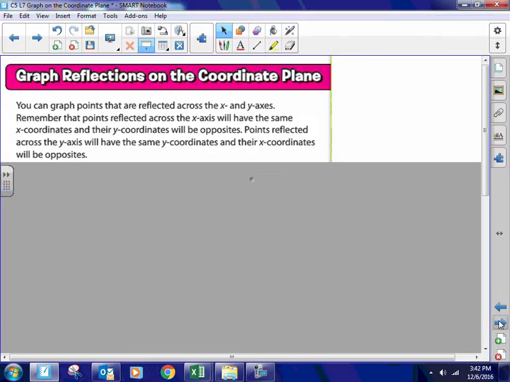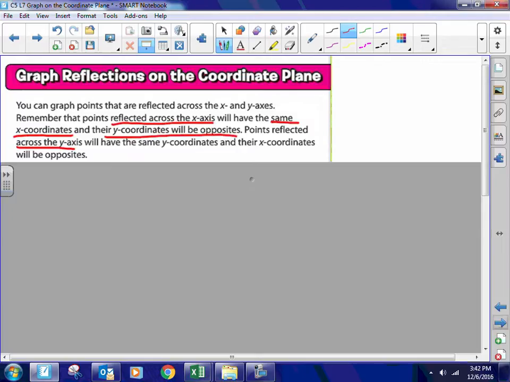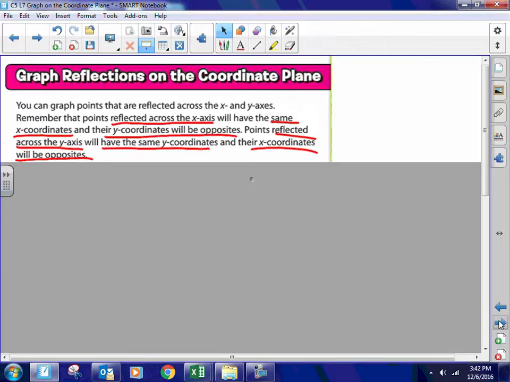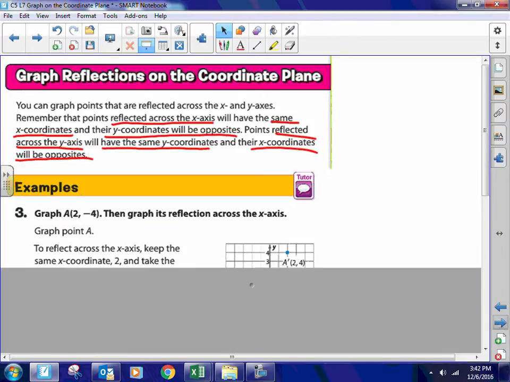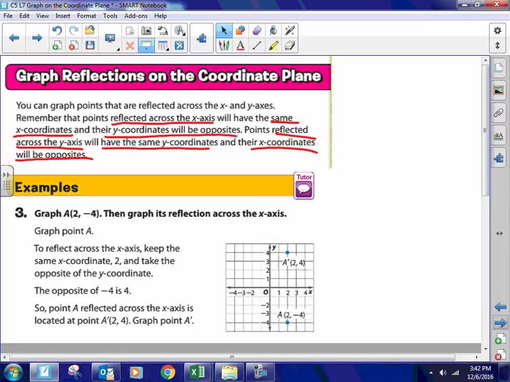All right. Graph reflections on the coordinate plane. We've already discussed this. This should not be hard. Okay? Remember, points reflected across the x-axis will have the same x-coordinate, and their y-coordinate will be opposite. Points reflected across the y-axis will have the same y-coordinate, and their x-coordinates will be opposite. Very simple. Keep the idea straight. Whatever you're reflecting across, it's keeping that number, and it's taking the opposite of the other. It should not be very hard for you.